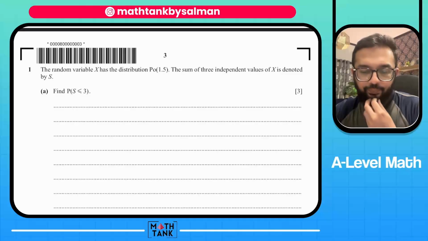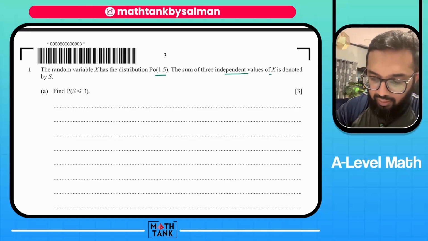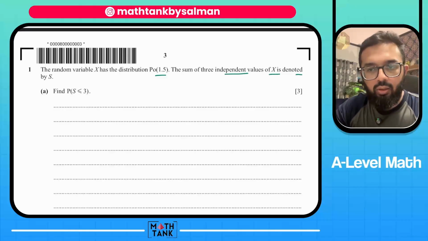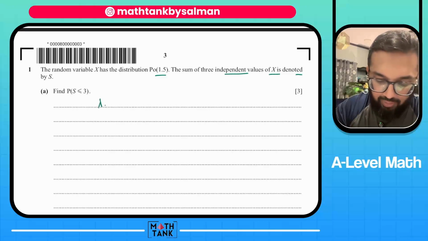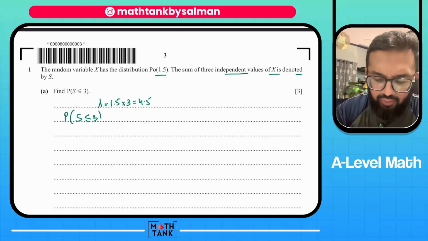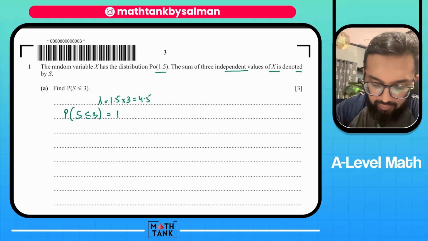Let's start solving. The random variable x has a Poisson distribution. The sum of three independent values of x is divided by s. So the sum of three independent Poisson variables, the lambda will change. So 1.5 times 3, that's 4.5. I just have to calculate a Poisson distribution probability. I want to calculate the probability of 0, 1, 2, and 3.